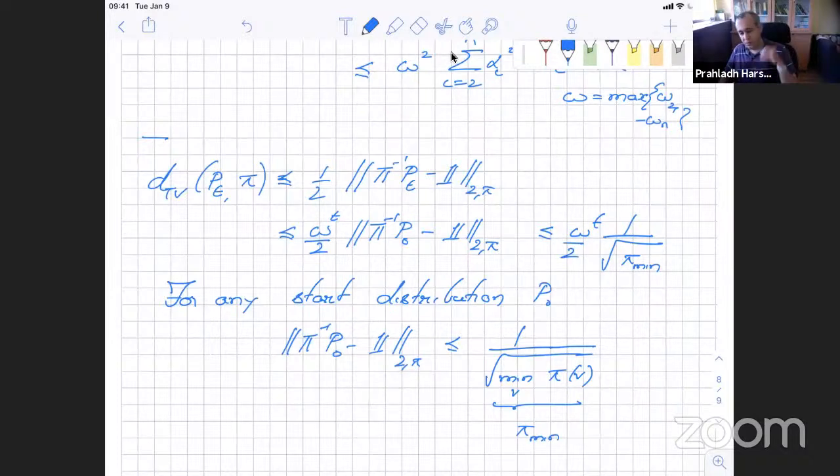You take enough steps so that this quantity becomes smaller than epsilon. And eventually, as t goes to infinity, this is going to 0.